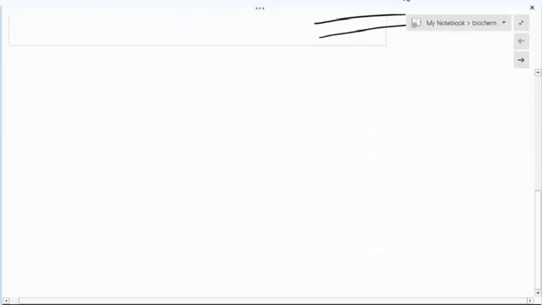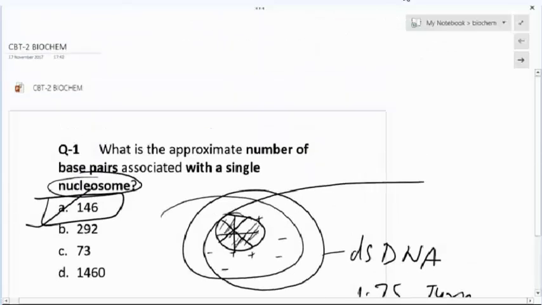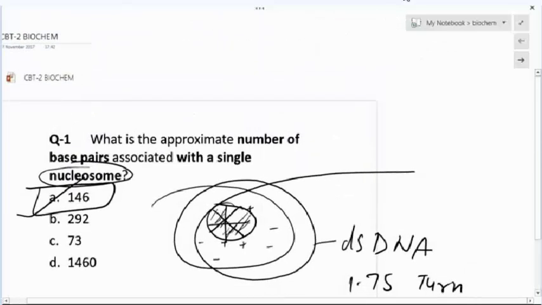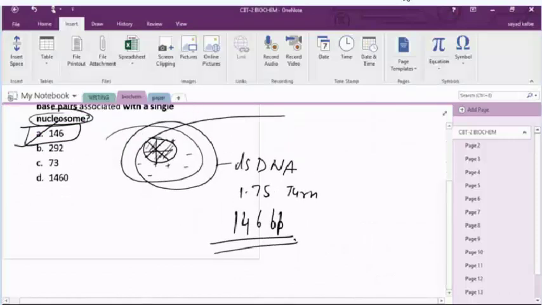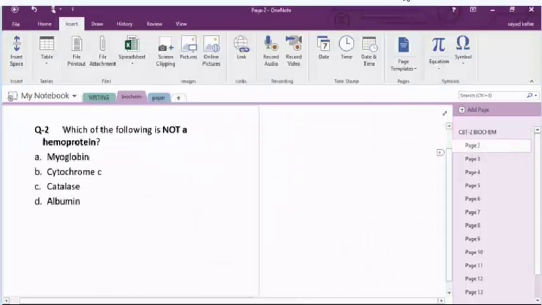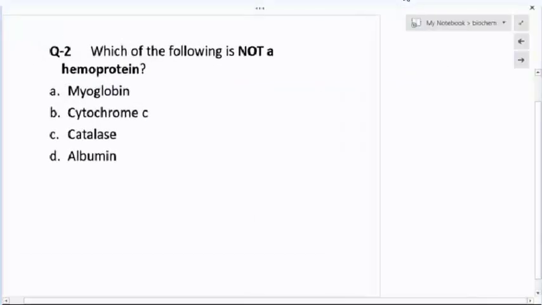The second question is asking you, which is not a heme protein. So when you talk about myoglobin, cytochrome C and catalase, they all are heme protein. Albumin is a simple protein. It's not having any heme component in it. So answer is going to be albumin here.